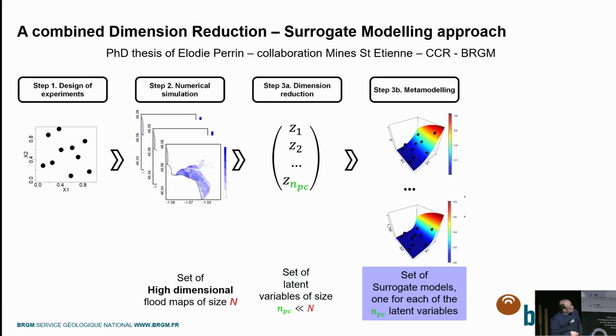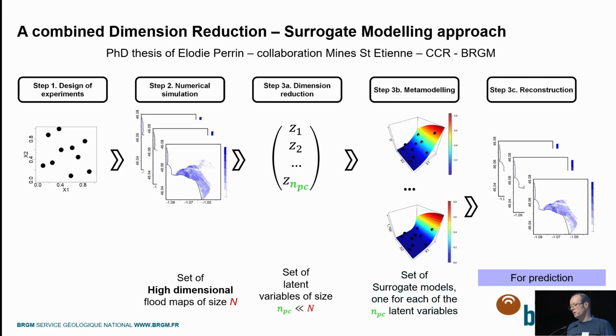Once you have done that, for this new variable that we will call latent variable, you can conduct the same analysis by building a surrogate model for each new dimension, each new latent variable. This is illustrated there by these pictures. And once you have done that, you are able to reconstruct the map for the prediction.